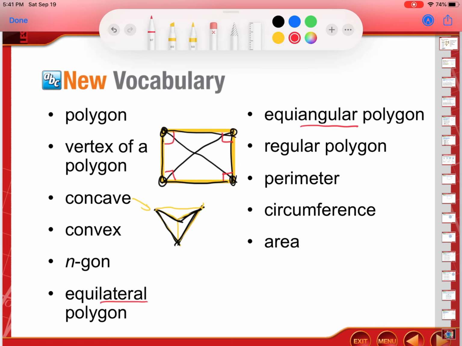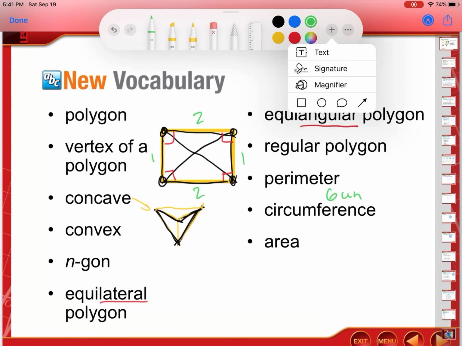The perimeter is the distance around the outside. So for this rectangle, we could have side lengths of 2, 2, 1, and 1. For the perimeter, we would add those all up and we would get 6 units. So it's the distance around the outside of a polygon.